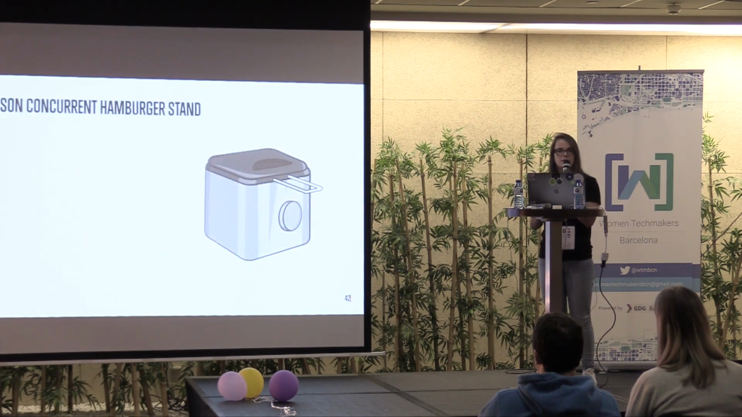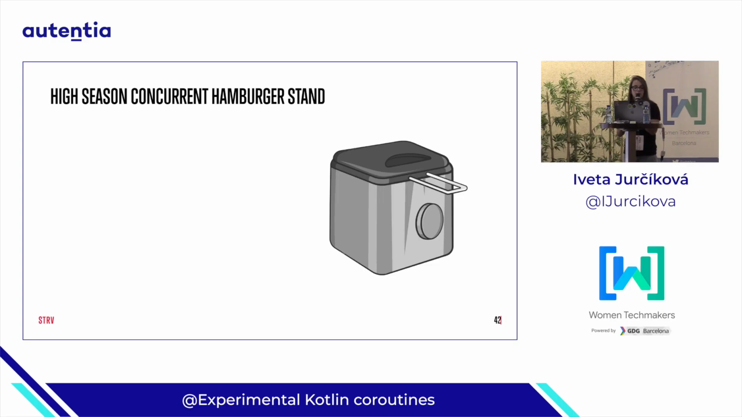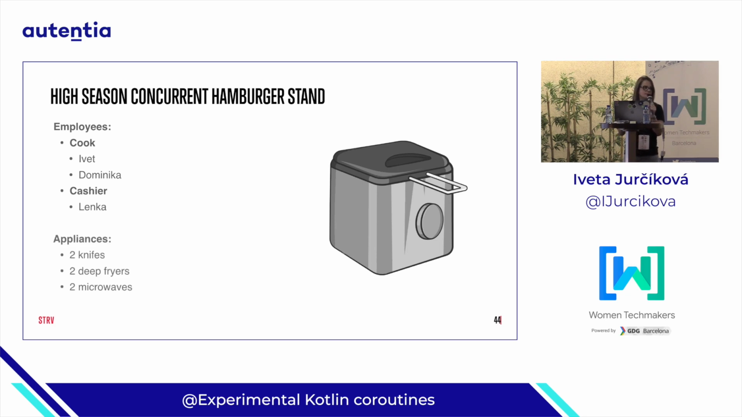When the summer holidays started, more people were coming, and I just couldn't manage the whole stand by myself. We needed more people and some hierarchy of responsibilities to handle long queues as fast as possible. So we hired more people and we created two roles, cook and cashier. The role of cook was taken by me and my friend Dominika, and to take care about the cash desk and taking orders, there was Lenka to help. We also needed to buy more appliances, one for each cook, because otherwise we would have likely killed each other.